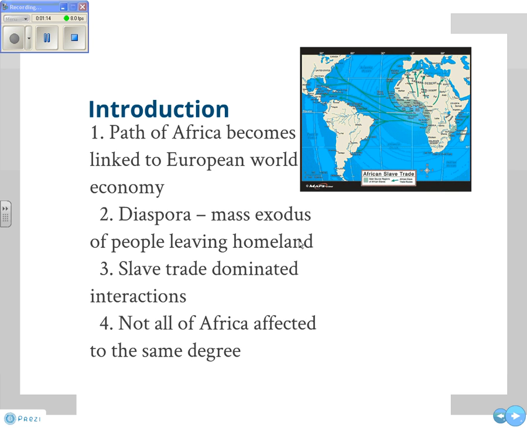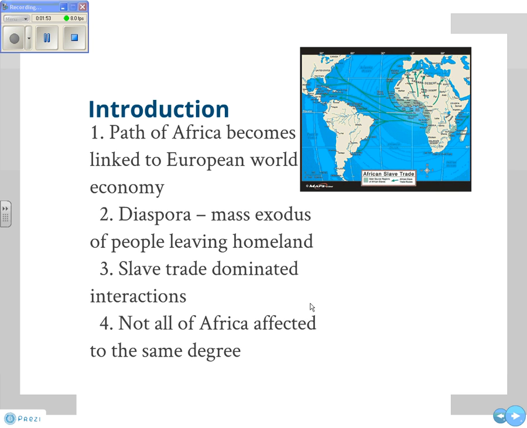Second, there's a diaspora. The diaspora is the mass exodus of people leaving a homeland. And Africa is going to experience this. At least 12 million people are taken out of Africa during this time period to cross the Atlantic Ocean to work as plantation slaves. An interesting phenomenon: while it does take 12 million people out, it doesn't change the overall population. The overall population actually remains relatively constant. What it does change is the percentage of women to men. There are many more women than men.